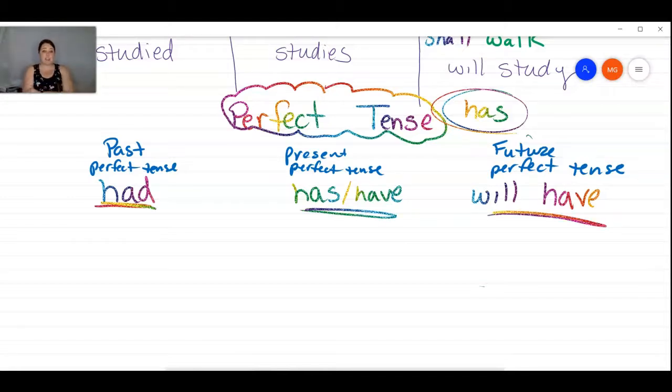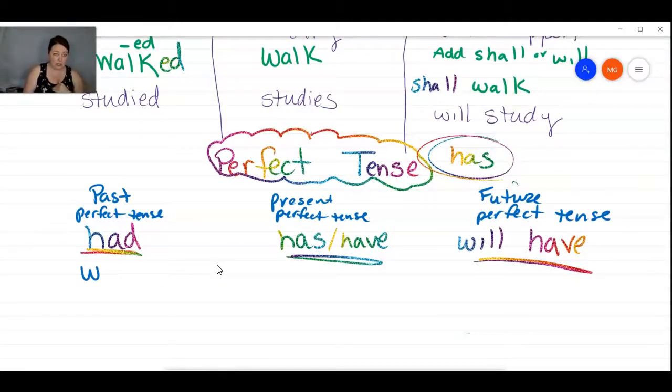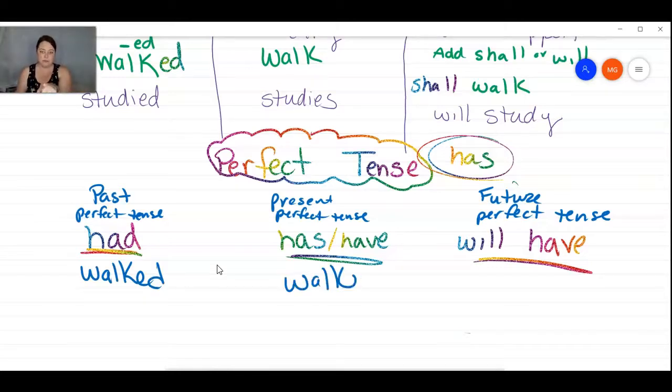That's step one of the perfect tense. Step two is you need a verb. So for that verb, it's the same verb conjugation for all of them. And it's always the past participle, which is just the past tense of the verb. Okay. So if I had walked, she had walked. Walked. She has walked, or they have walked, or she will have walked.